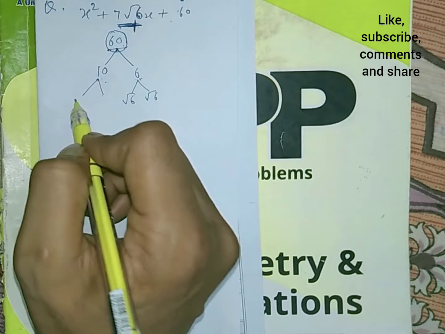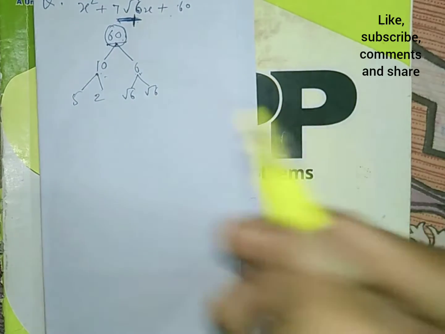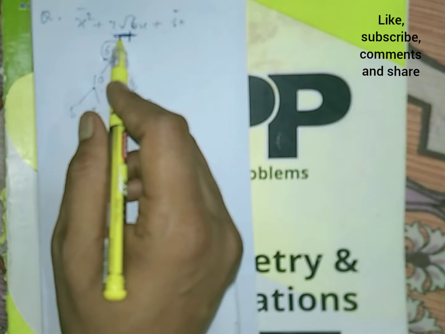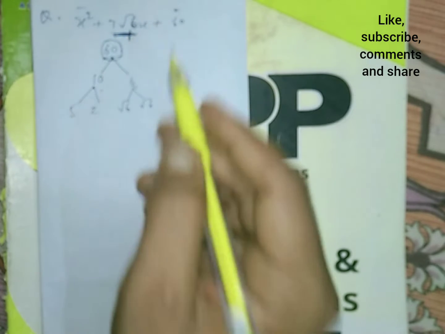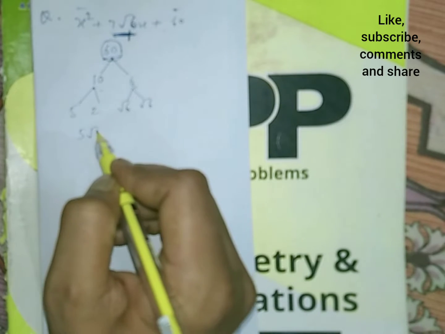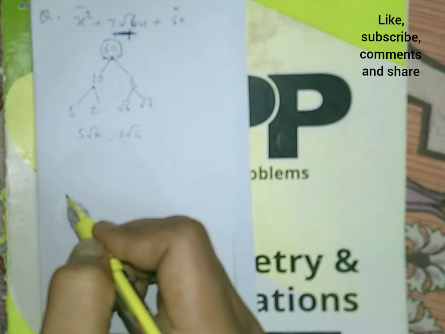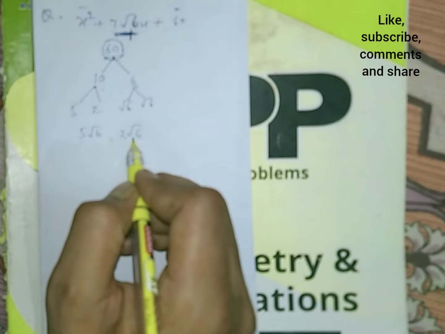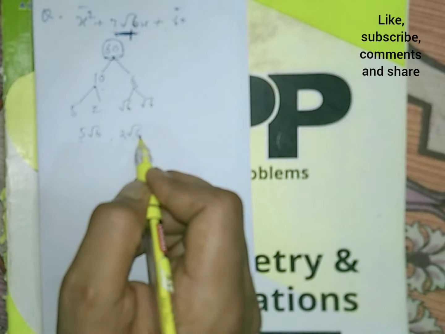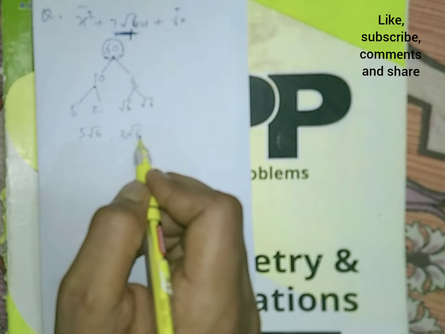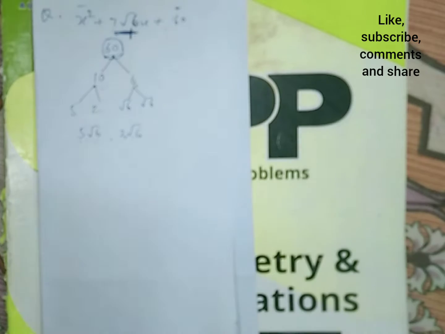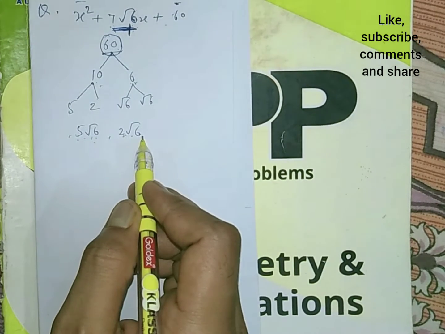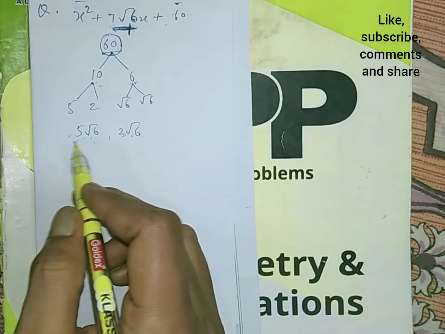Now can you break out this 10 into 5 into 2? Now we need here 7 root 6. So how do you get 7 root 6? Write here 5 root 6 and 2 root 6. When you add 5 plus 2, you get 7 root 6, and when you multiply 5 into 2 it is 10, and root 6 into root 6 equals 6, so 10 into 6 is 60. This is very important.